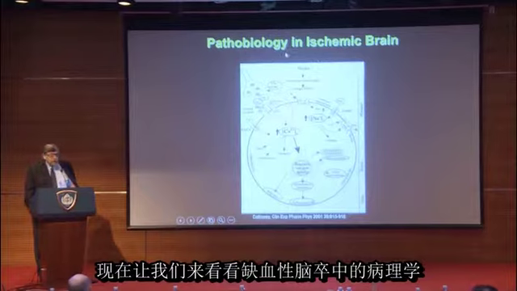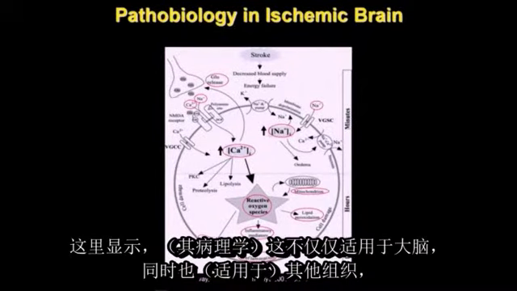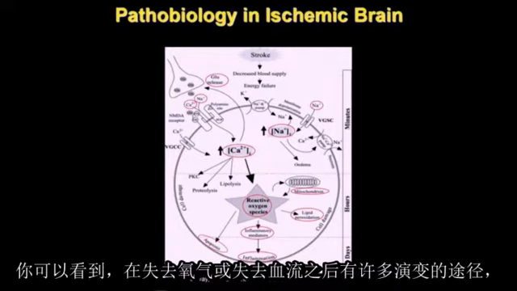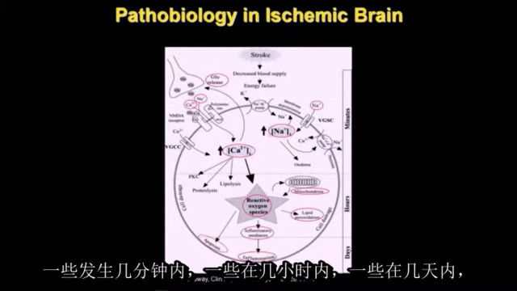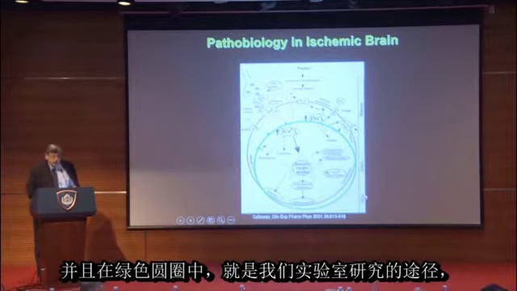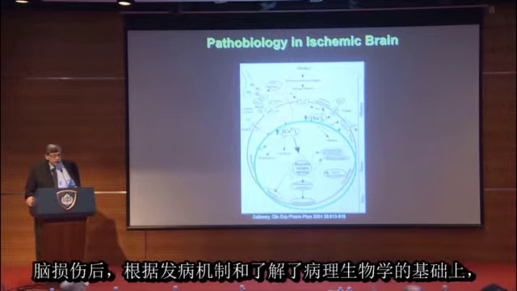And if we look at the pathobiology in ischemic brain, this is not just brain, but other tissues will show some of these pathways. You can see that we have many pathways that are involved after loss of oxygen or loss of blood flow. Some occur within minutes, some within hours, and some within days. In the green circle are pathways that our laboratory has studied in terms of mechanisms and understanding the pathobiology of brain damage.